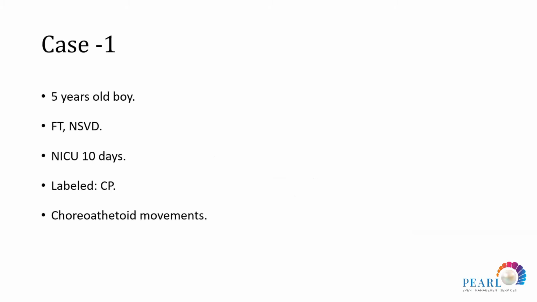The first case is a 5-year-old boy. He was full-term, with a normal spontaneous vertex delivery. He stayed in the NICU for 10 days. He was labeled as cerebral palsy. He was referred to my clinic for choreoathetoid movements. And when I examined him, he also had autistic features.